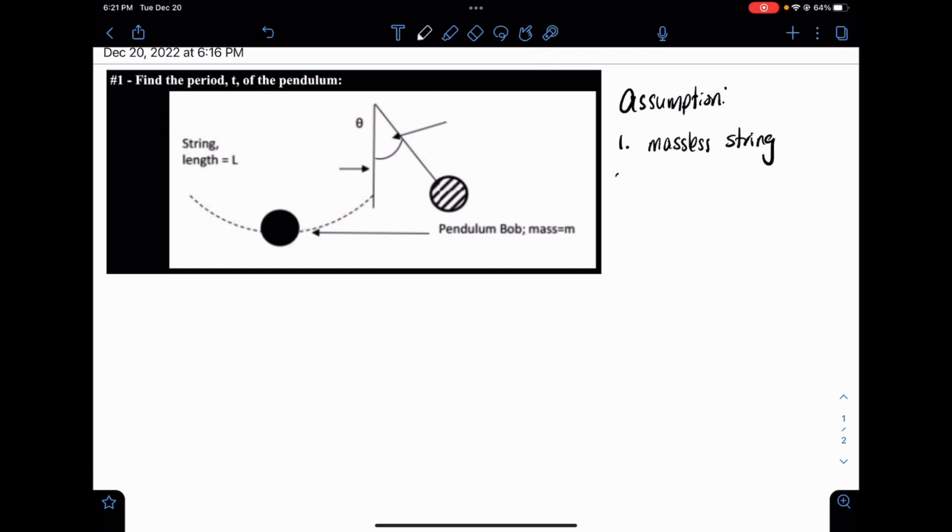So second thing we're going to assume is that this pendulum is going to be swinging in simple harmonic motion. Our third assumption is that the mass itself is going to become a point mass.